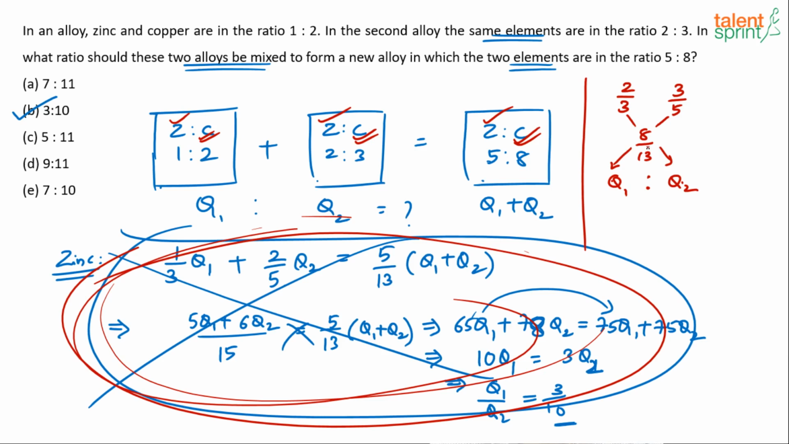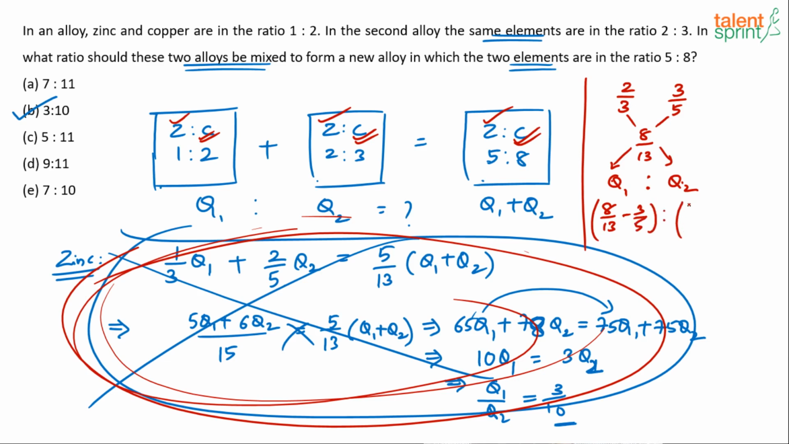So you take the difference of 2 by 3 and 8 by 13, write it here. Take the difference of 3 by 5 and 8 by 13, write it here in place of Q1, and the answer is yours. You'll get the answer. So Q1 is to Q2 should be, let's say, 8 by 13 minus 3 by 5, which is 2.